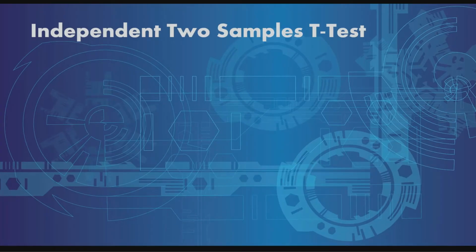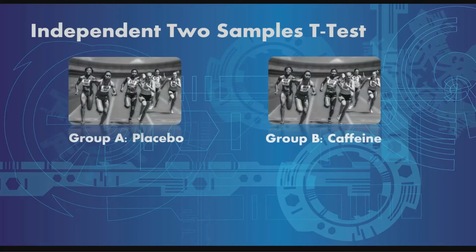Let's now continue with independent two samples t-test. Independent two samples t-test is used to measure whether there is any difference between the means of two different groups of experiment or observations. Let's say, for example, we have an experiment on two different groups of athletes. The first group, we're going to give them placebo diet, whereas in group B, we're going to give them caffeine. Then their respiratory exchange rate is measured to see whether there is any difference in their performance if they take placebo diet versus caffeine diet.